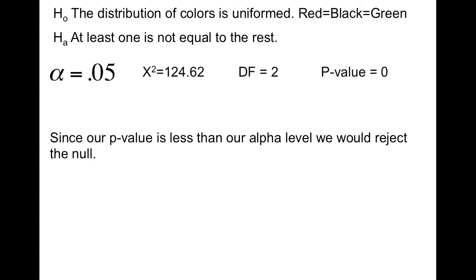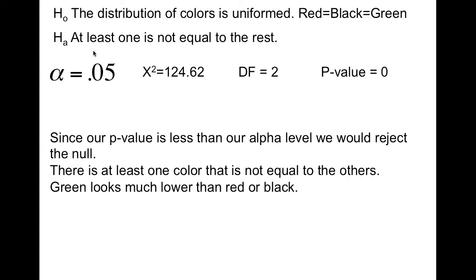Since our p-value is less than our alpha level, we would reject the null. And since we reject the null, that means we're siding with the alternative. There is at least one color that is not equal to the others. Green looks much lower than red or black, which it did. Green was at only 9, where red and black were at 141 and 150. Look at the screen. This is what your answer should look like.